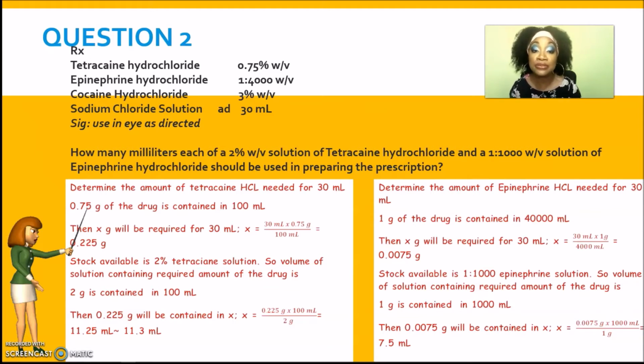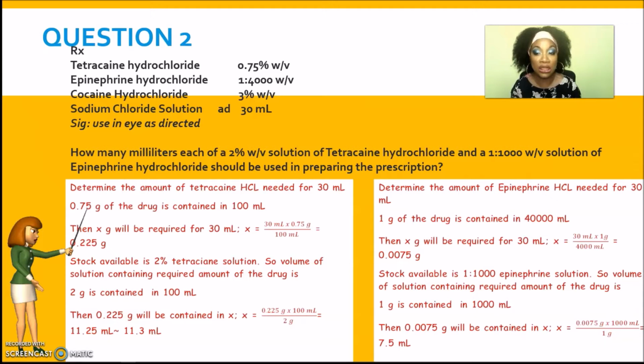Where are we going to get the epinephrine? Either from a pure source, that's a pure drug in its powder form, or we get it from a stock solution. In this case, we have a stock solution of 1 in 1,000. That means that we can determine now what volume of that 1 in 1,000 stock will provide us with the 0.0075 grams that we need. And we find that out to be 7.5 mils. That means you're going to take 7.5 mils from the 1 in 1,000 solution. That will furnish us with the amount of epinephrine we need to make this 30 mil stock.